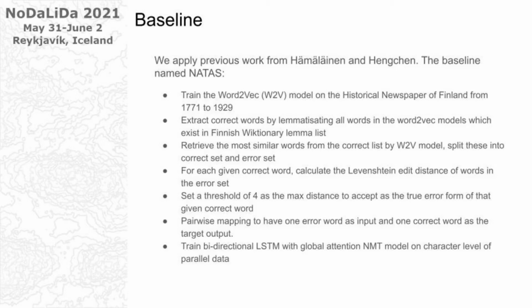We select previous work from Hämäläinen and Hengchen as a baseline, named Natas. Following their paper, we set up the same experiments but for Finnish instead of English. The implementation details are mentioned in the paper. The general idea is using a word2vec model trained on OCR text and using edit distance to filter and build the parallel dataset for neural machine translation training, where the inputs are the error words and the outputs are the correct words. Both word sets are extracted from the word2vec model vocabulary.